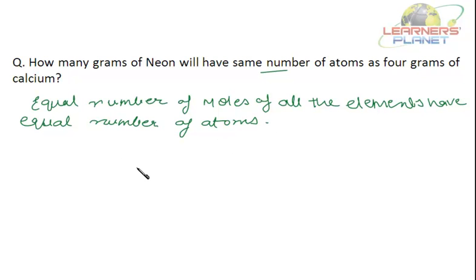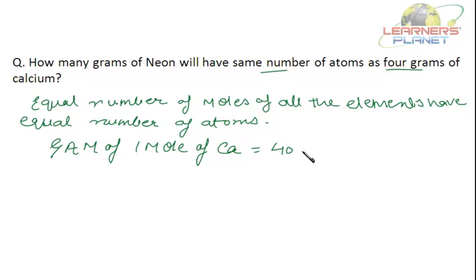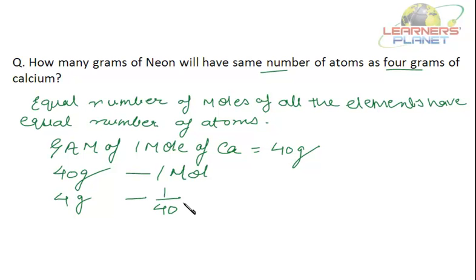So what we'll have to do first? We'll have to convert this 4 grams into moles. Now what is the gram atomic mass of 1 mole of calcium? It is equal to 40 grams. So 40 grams is the gram atomic mass of calcium, that is 1 mole of calcium. So 4 gram will be the gram atomic mass of how many moles? It's simple maths. That is 1 by 10 mole. So 1 by 10 mole of neon will have the same number of atoms.